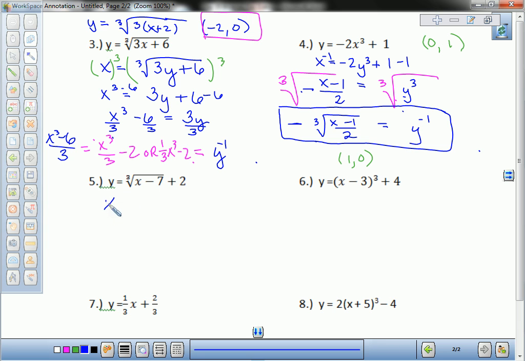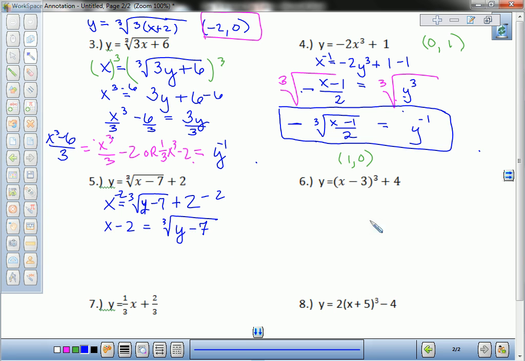Okay, so we're going to switch the X and Y. Now we need to isolate that radical. We've got to get it by itself before we can undo the cubed root. So what do I need to do to isolate it? Will told us a minute ago. He said subtract 2. So now we have x minus 2 equals the cubed root of y minus 7.